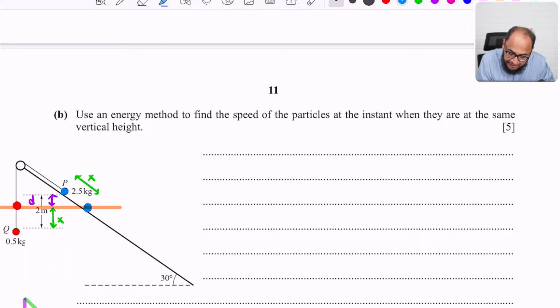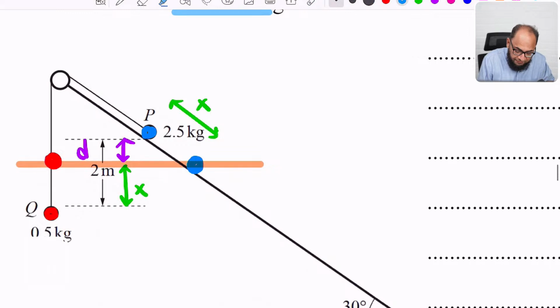So let me highlight this. Use an energy method. Find the speed of the particles, that means they're still connected, at the instant when they are both at the same vertical height. Now, a bit of scenario. First of all, this Q is over here, and this Q will move X meters up.